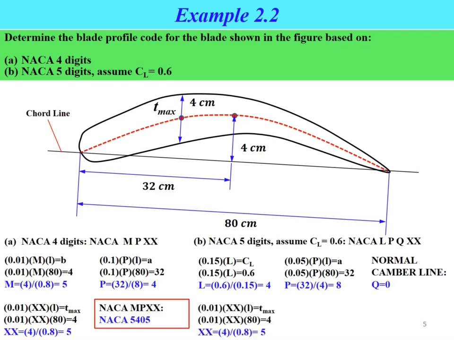Okay, next, the value of the XX code, where the equation that can be used is 0.01 times XX code value times L equal to T. L equal to 80 and T equal to 32. So XX for this case equal to 32 divided by 0.8 equal to 40. So the final answer for the Nakka 5 digit code for the blade profile shown for example 2.2 is Nakka 48040.